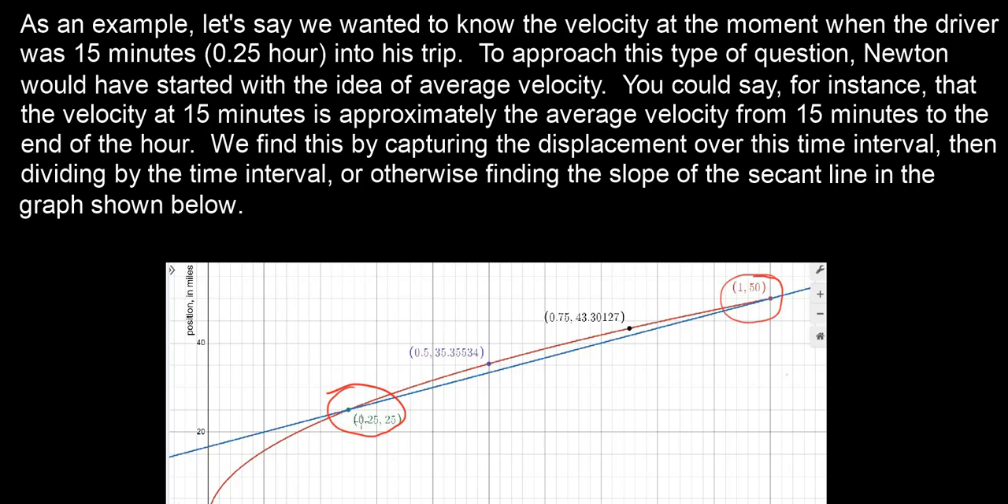I'm going to say that his velocity at the 15-minute mark is roughly equal to that average velocity from t equals 15 minutes, or 0.25 hours, to t equals 1. And let's go ahead and compute that.